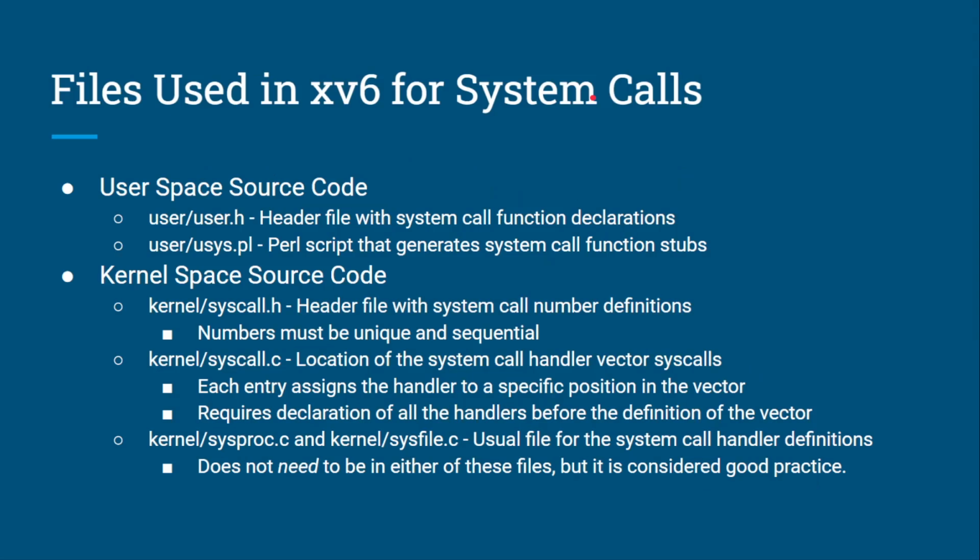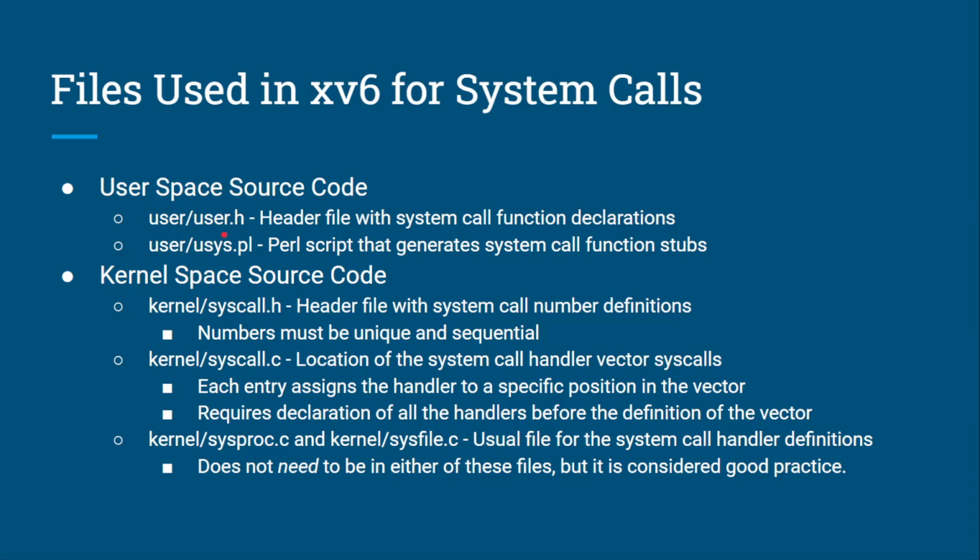We'll start by showing you a list of the files. There are 6 files that are critical to the system calls that we're working with. You will have to modify these 4 files here. These 4 files are necessary to define the system calls. And then there are these 2 files here where you'll put the actual system call function handler code. We'll go through each one of these files one at a time.